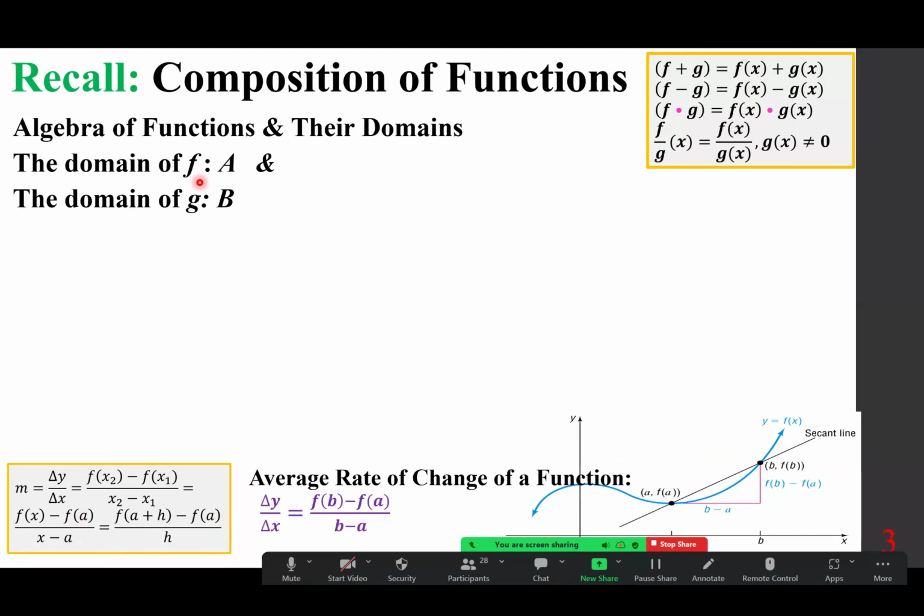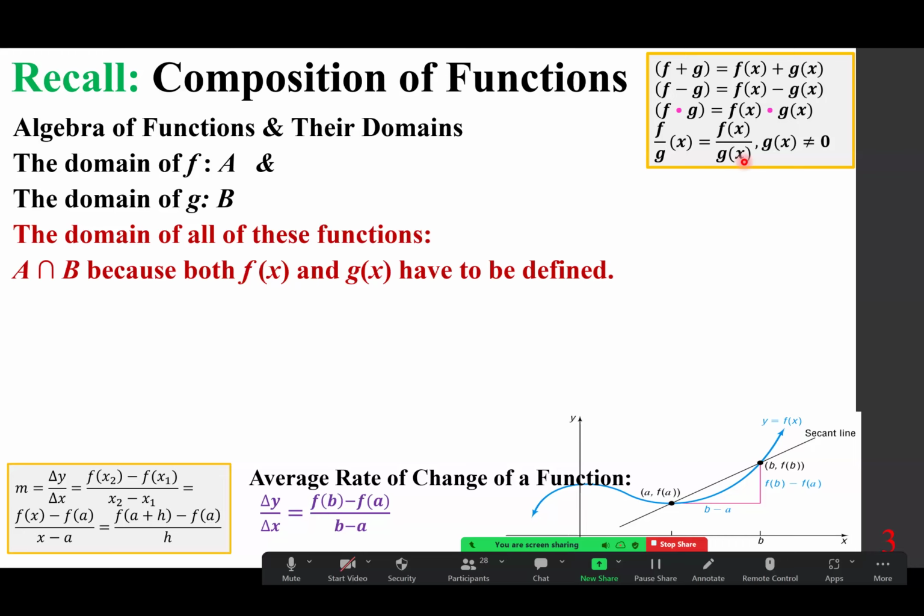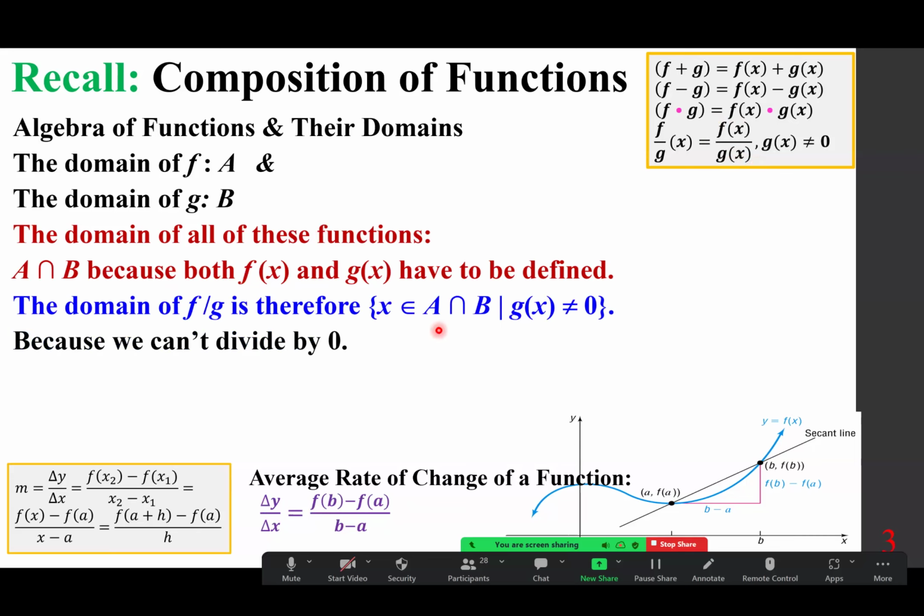If the domain of f of x is A and the domain of g of x is B, in this case the domain of all of these functions is A intersection B, because both f and g have to be defined. However, for the very last one, not only is it the intersection, the restriction that g of x can't be zero must be followed as well. So we are going to say x is an element of A intersection B such that g of x is not equal to zero. And for a simple reason, we can't divide by zero.